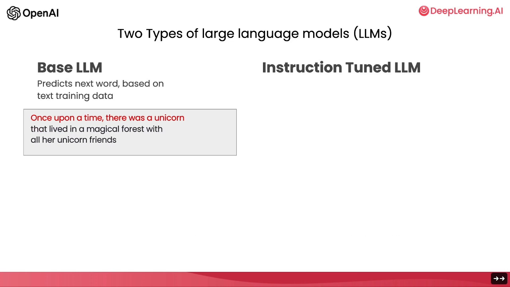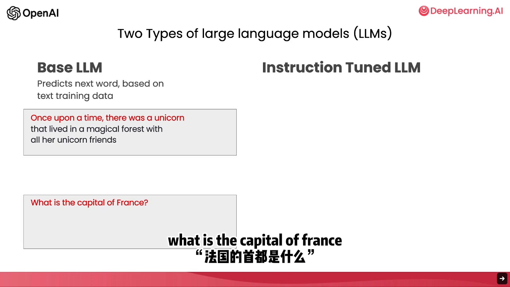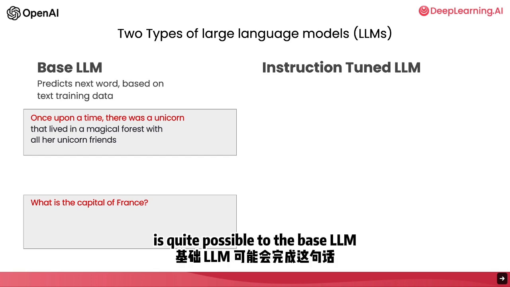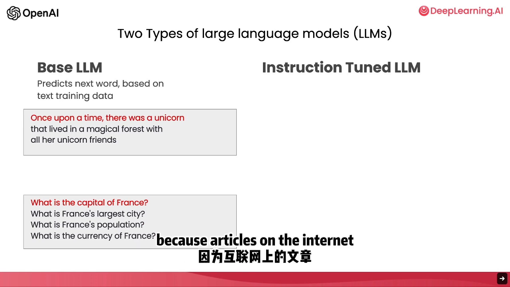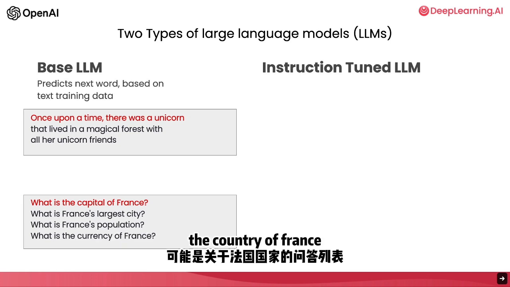But if you were to prompt this with "What is the capital of France?", then based on what articles on the internet might have, it's quite possible that the base LLM will complete this with "What is France's largest city? What is France's population?" and so on, because articles on the internet could quite plausibly be lists of quiz questions about the country of France.